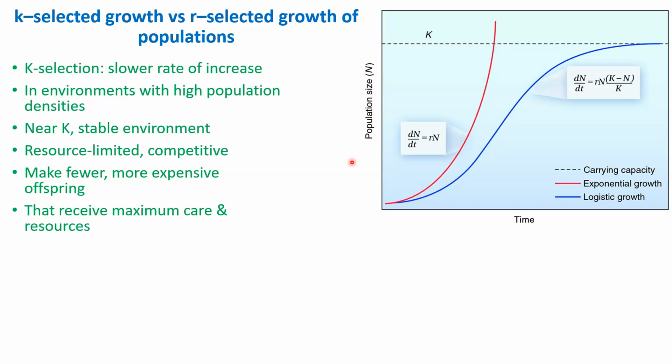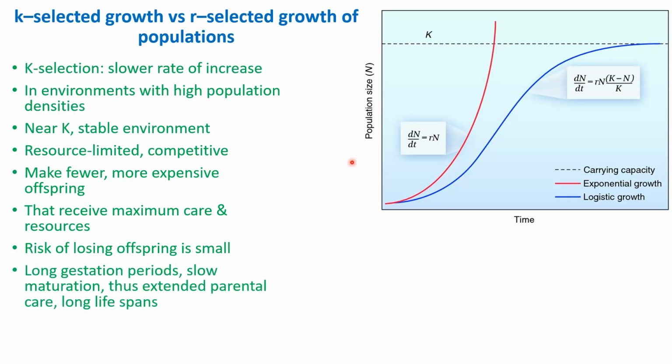These offspring receive maximum care. Parental care is guaranteed, and these offspring also receive a lot of resources to ensure their survival. As a result, the risk of losing an offspring is quite small. So the investment appears risky, but in reality, it is rewarded with higher offspring survival.